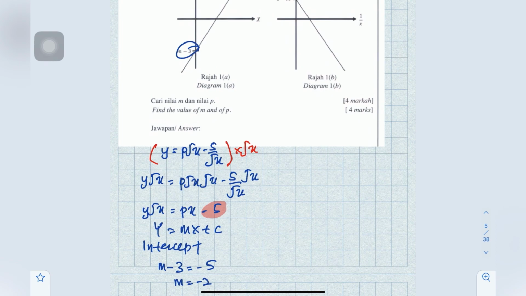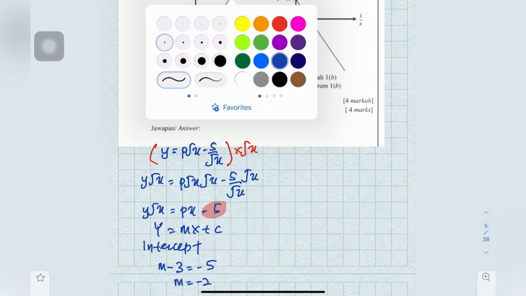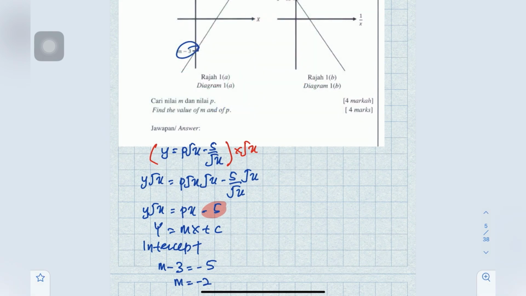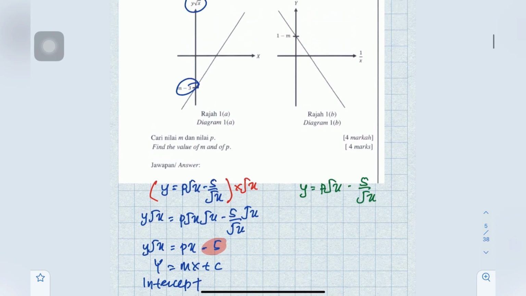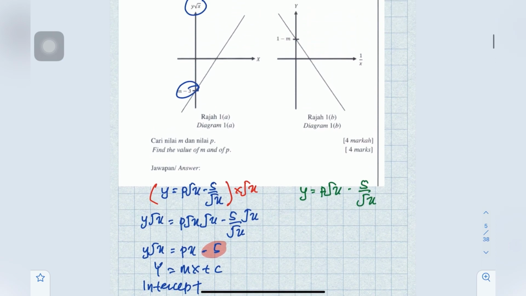Okay. So then it asks us to find M and P. P is for the second graph. Okay, we have the second graph. It is the same equation, Y equals P square root of X minus 5 over square root of X. So what do we do? We look here. For the second graph, it does not give big Y. What it gives is big X, which is 1 over square root of X.